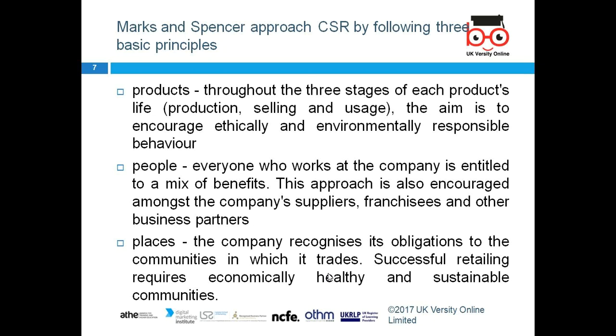They should protect, they should be paid fair wages, and they should use machines that are environmentally friendly. So that's all about people. Everyone who works at the company is entitled to a mix of benefits. The approach is also encouraged among the company's suppliers, franchisees, and other partners.